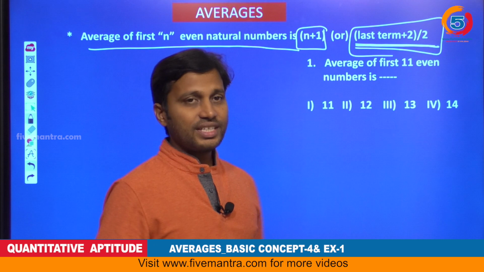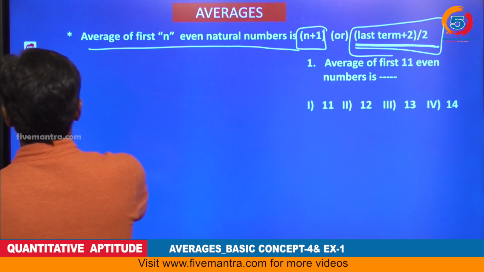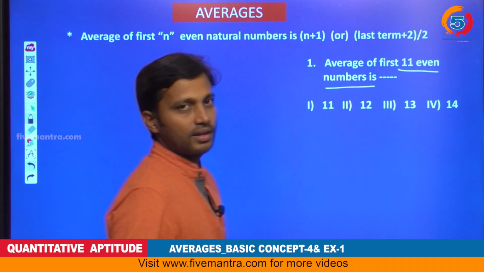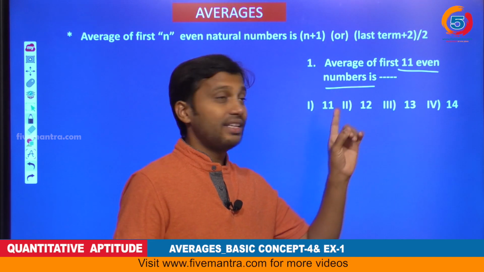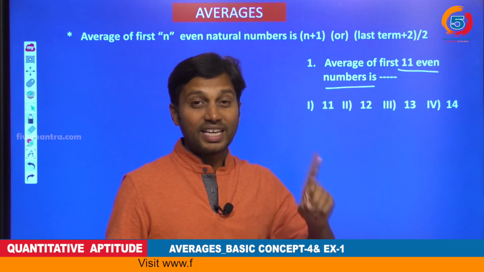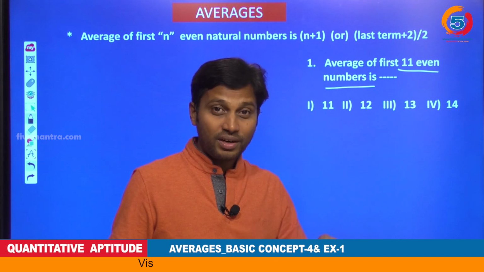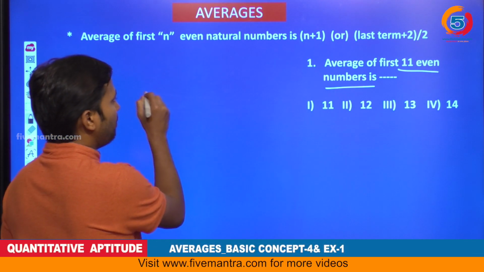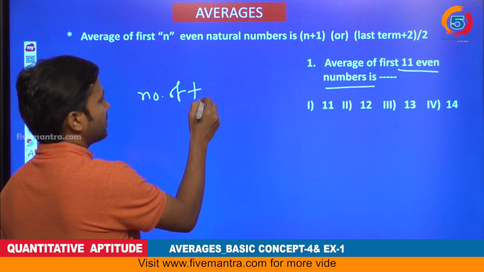So let us see what is the first problem. Okay, then we can understand. See here, average of first 11 even natural numbers. Here they said average of first 11 even natural numbers. That means here 11, tell me, is 11 representing the last number or the number of terms? Here 11 is the number of terms, not the last term. So here what is the number of terms?